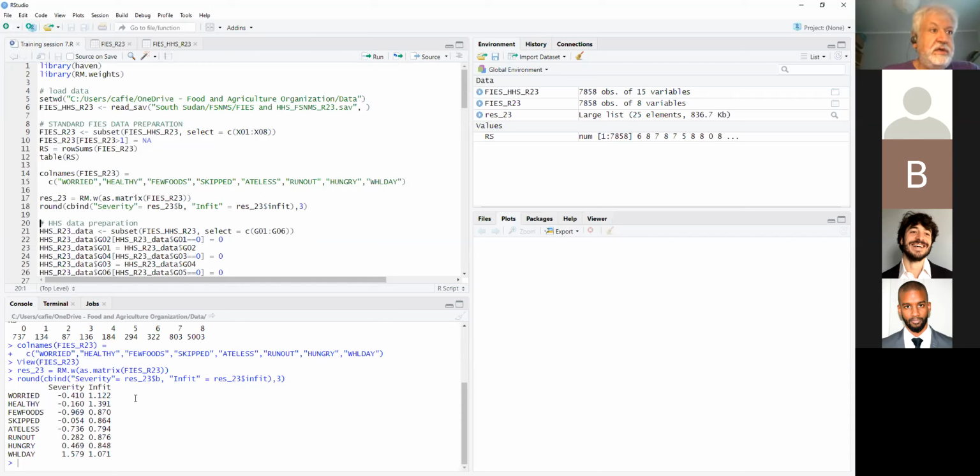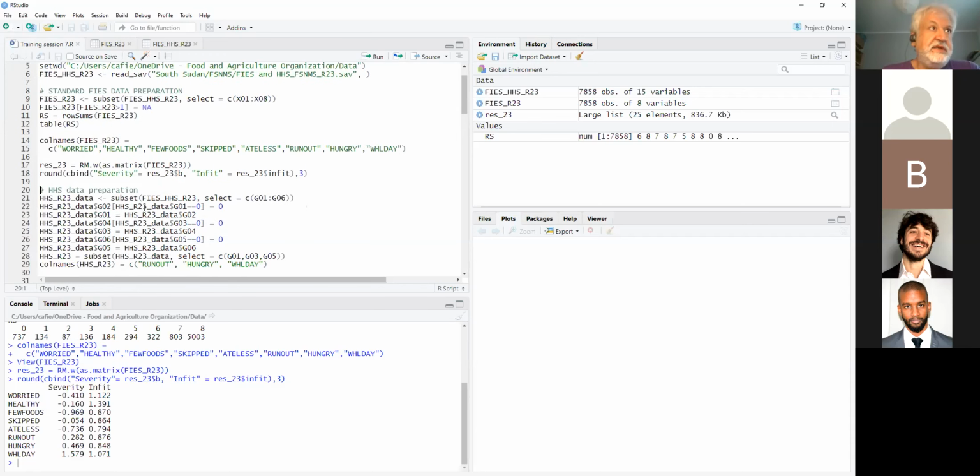So far, nothing really new. What is new in this data set is that it also includes the HHS data. And the HHS data can be selected by extracting the columns from G01 to G06.